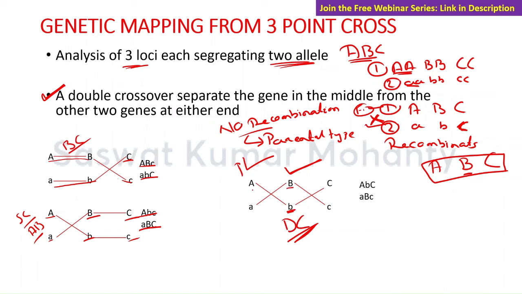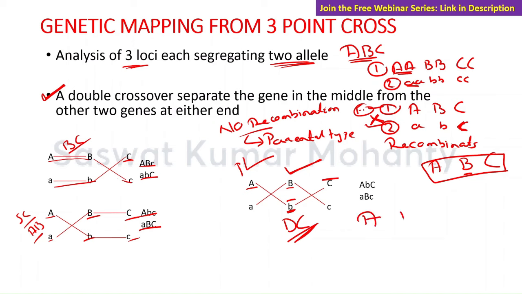If you cross between capital A, capital B, capital C and small a, small b, small c, if there is a double crossover product, it means a crossover between the A gene and B gene, and also a crossover between the B gene and C gene. So what do you get here? I'll write this one. This is very important.